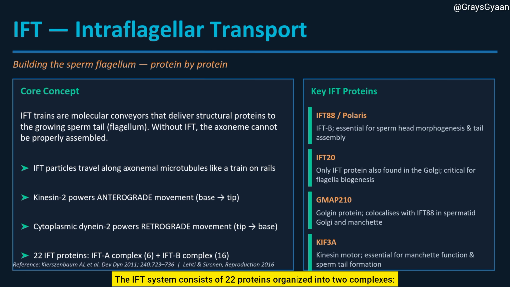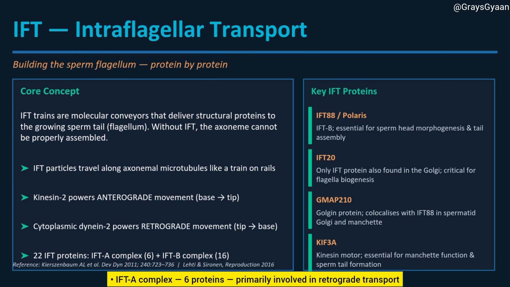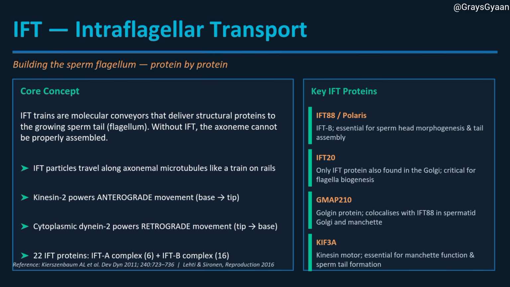The IFT system consists of 22 proteins organized into two complexes. IFTA complex, 6 proteins, primarily involved in retrograde transport. IFTB complex, 16 proteins, primarily involved in anterograde transport. Let's highlight a few key IFT proteins you should know.